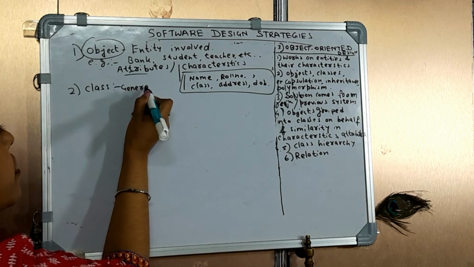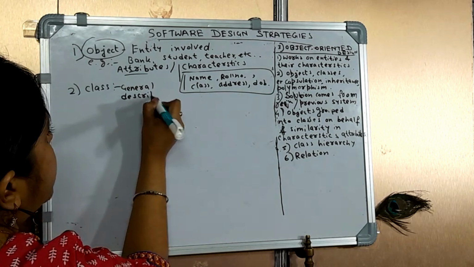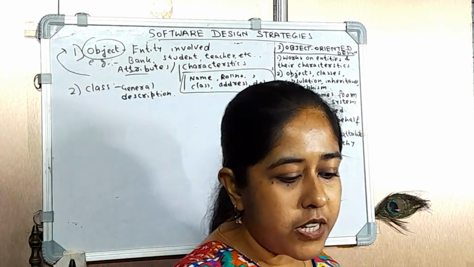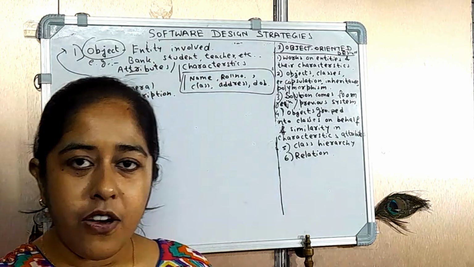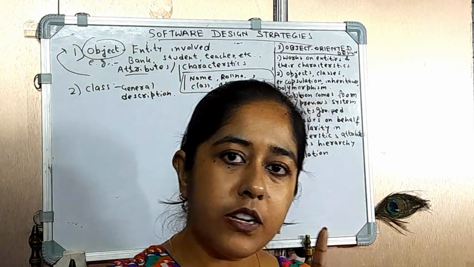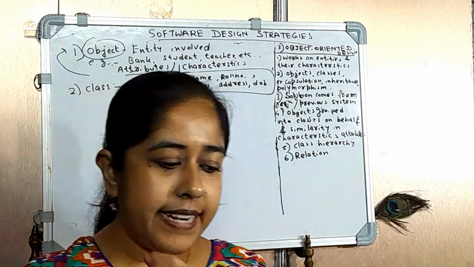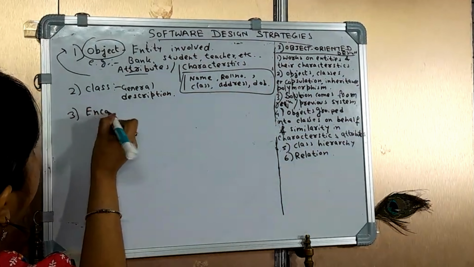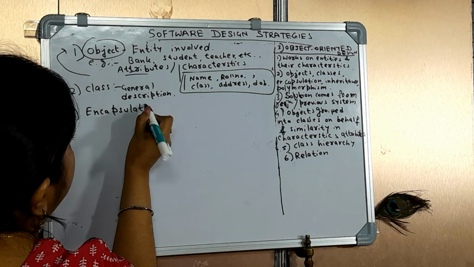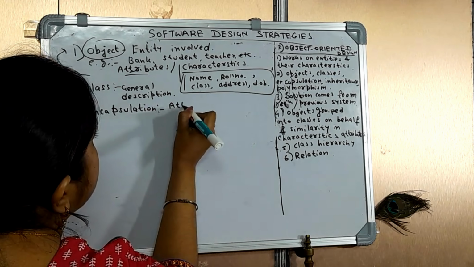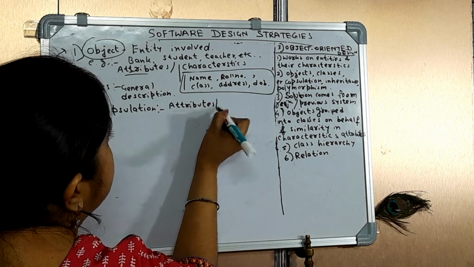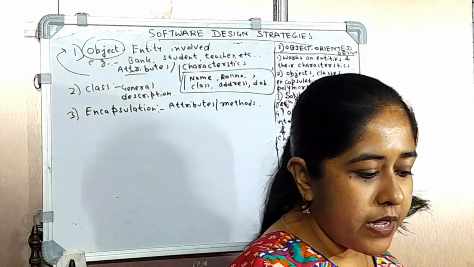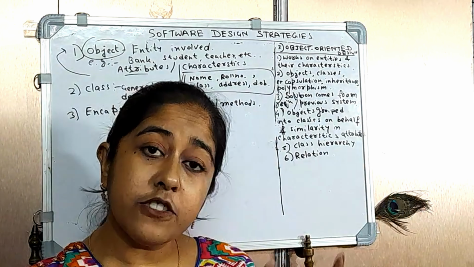General description of this particular object, that is, we are saying that the class is the instance of this object, or the object is the instance of the class. So here we have seen two things: one is we are working upon objects, and second we are working upon classes. Then the third one which we will be working upon is encapsulation. Encapsulation, what? When we are working upon the attributes and methods together, then that process is known as encapsulation.